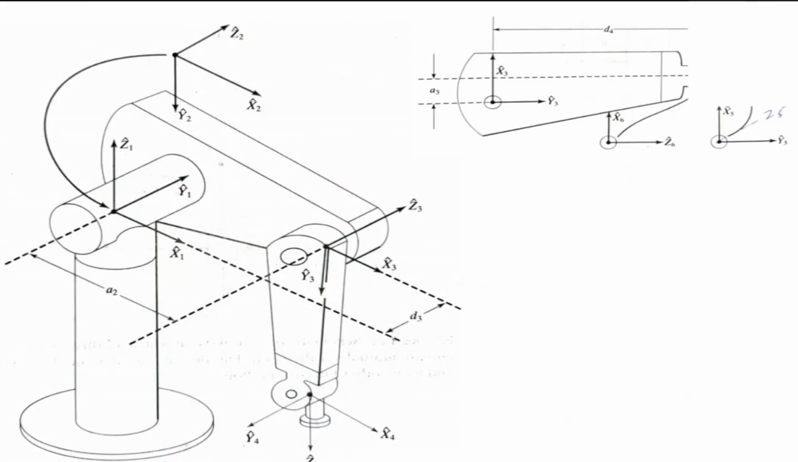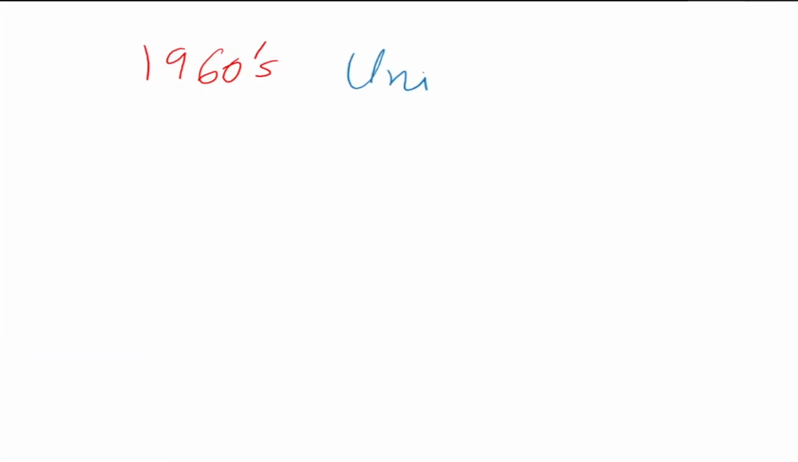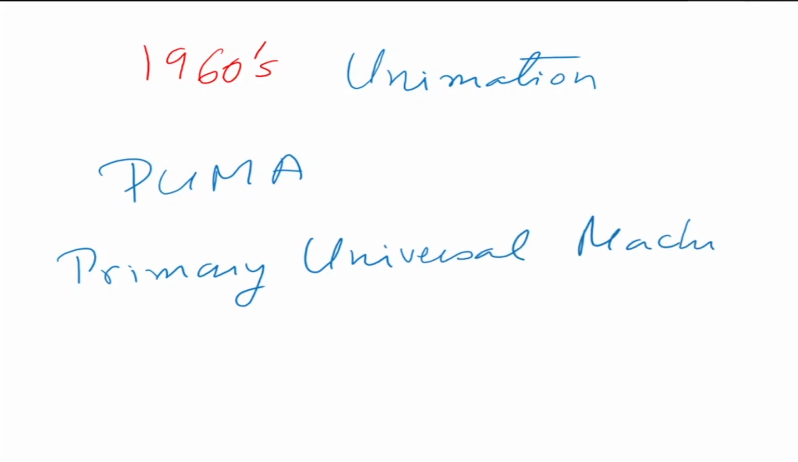Now let's look at an industrial manipulator, like the Puma robot. The Puma robot was one of the first robots, made about the 1960s by the Unimation company. It was basically made for assembly. PUMA stands for Programmable Universal Machine for Assembly. So that's where the name Puma comes from.